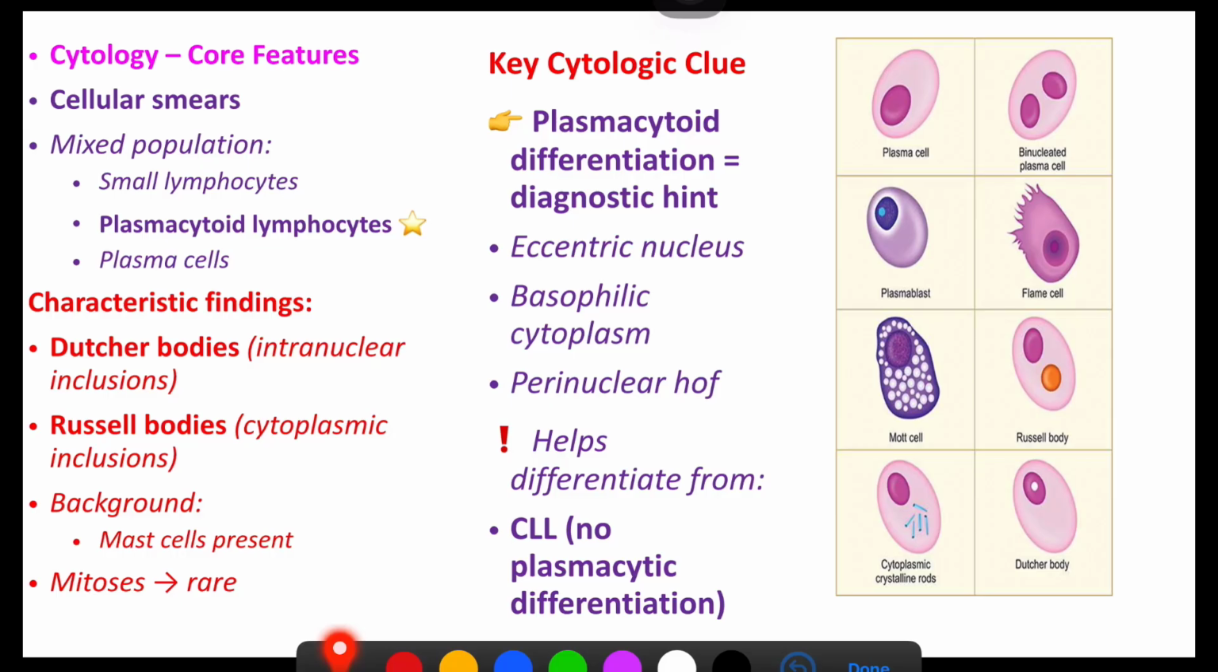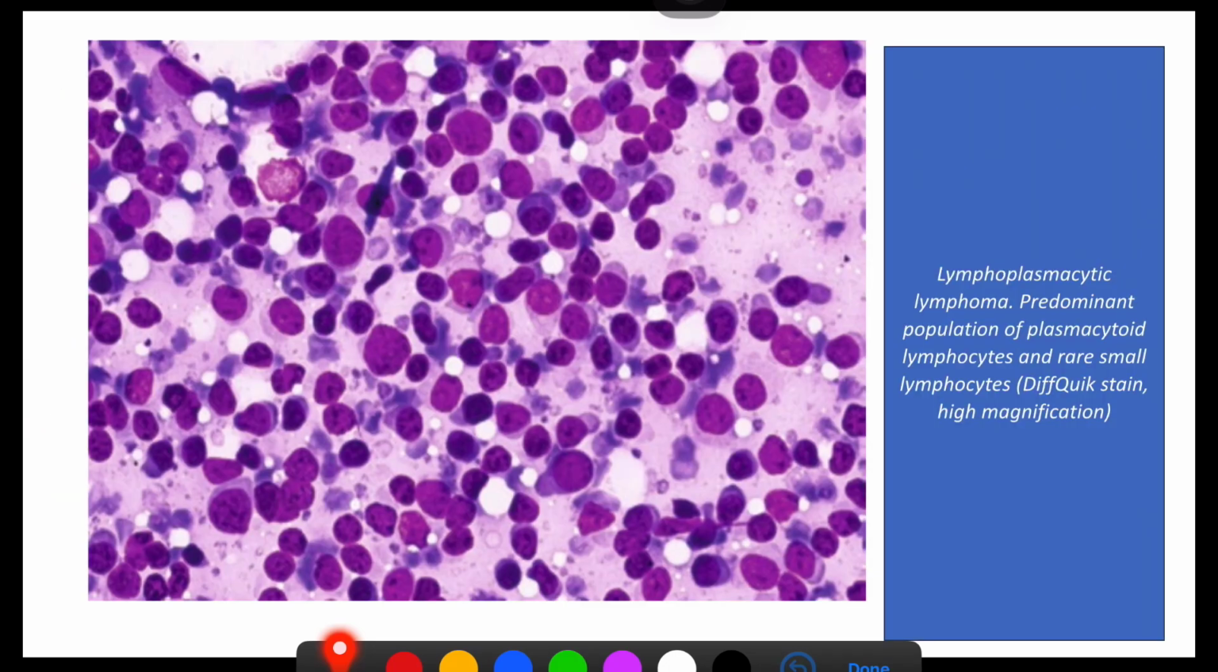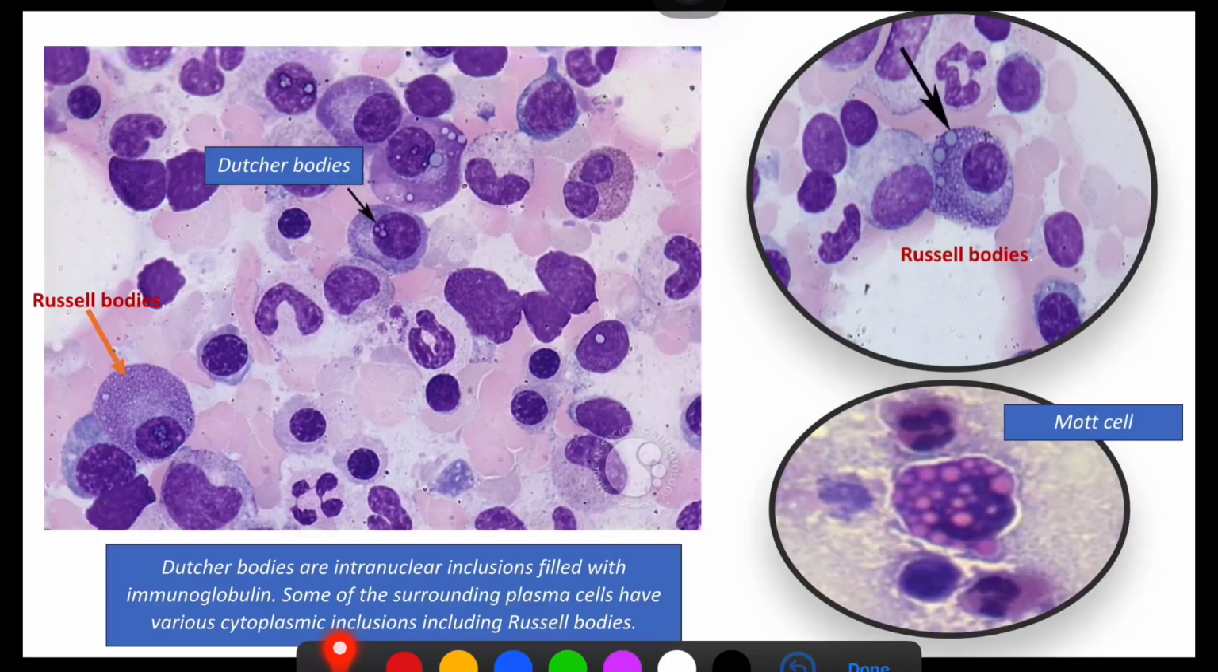So, what is plasmacytoid differentiation? You will find an eccentric nucleus, basophilic cytoplasm and perinuclear Hof. So, this is the eccentric nucleus. You will find perinuclear Hof, and it helps differentiate from CLL where you will not find plasmacytic differentiation. So, here in this smear you can identify most of the cells having eccentric nucleus and basophilic, dark cytoplasm. So, these are the cells which show plasmacytoid differentiation.